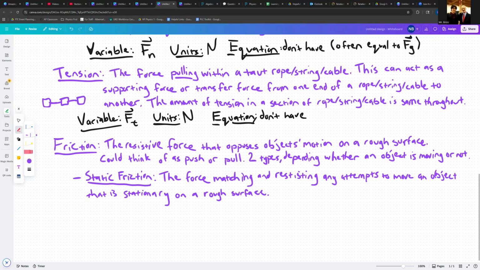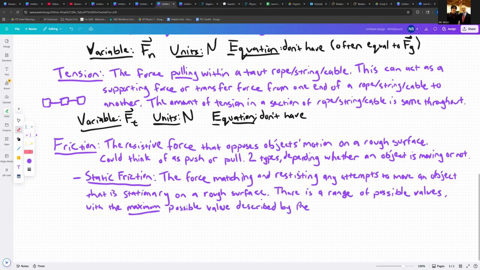So let's say your couch is sitting on your carpet and you want to move it. What happens is there ends up being a range of possible values for this. So in our definition, we'll include there is a range of possible values. This is going to come up in our equation for it. We're going to have a bit of a weird looking equation with the maximum possible value described by the right side of the equation that we will look at in a little bit.